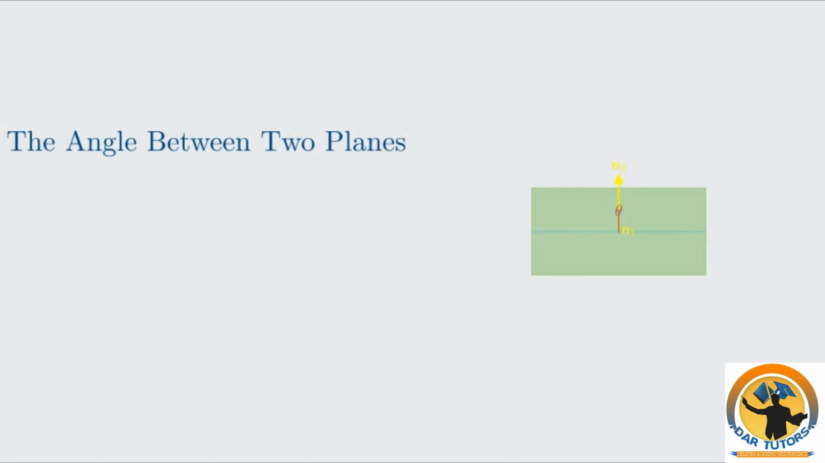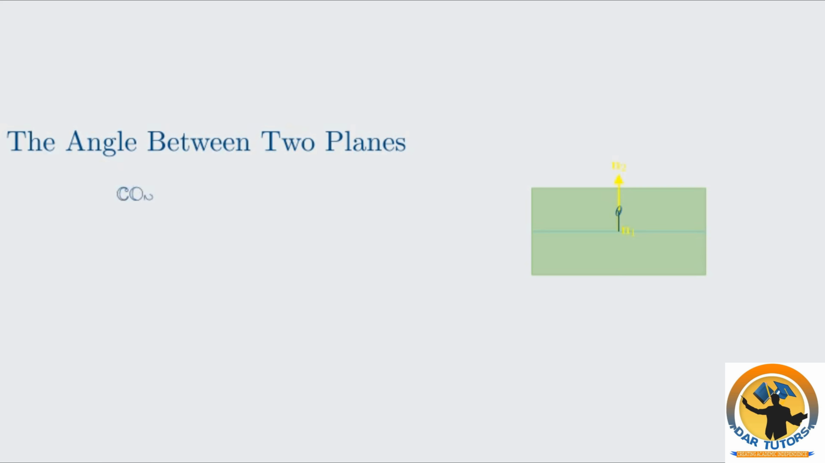Now draw a normal vector for each plane. The angle between these two normal vectors is the same as the angle between the planes themselves. This is a fundamental geometric property. Therefore, we can use the dot product formula directly to find this angle.